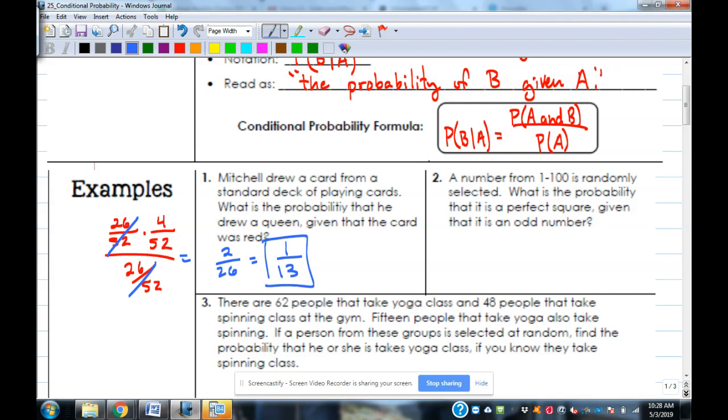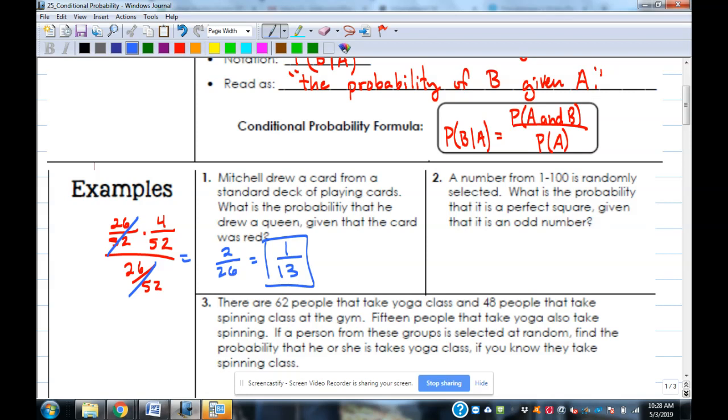So with the formula, we get the same answer, but if we think about it in terms of just narrowing it down, given that it's a red card, that cuts it down to the 26 red cards that there are. And then we're looking for how many queens are in the red cards. There are 2 queens in the red cards. So that's the 2 out of 26 way of doing that to get 1 over 13. Both ways are going to get you the same answer. One way takes a little bit more operation, but it's the same answer.